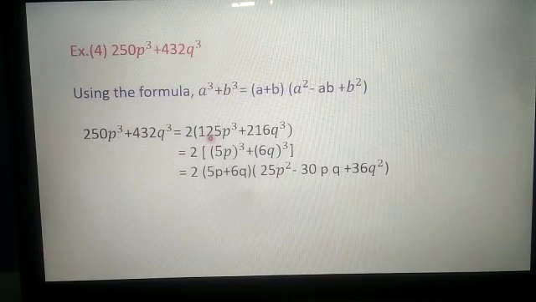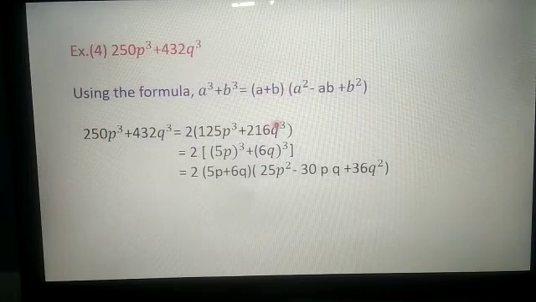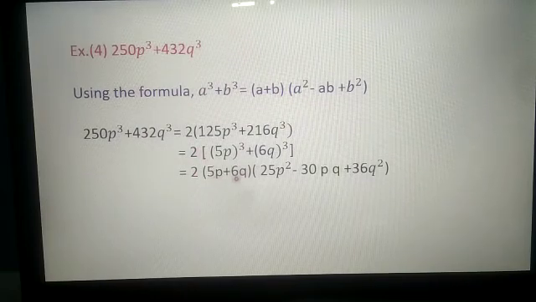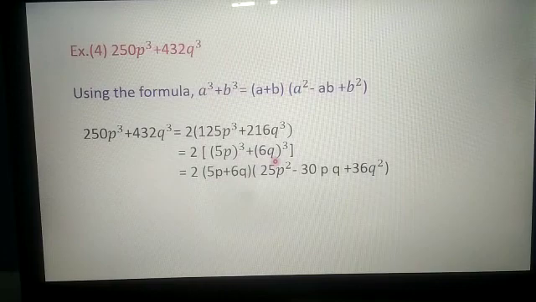Now write this 125 in the form of cube. So 5 cube and 216 means 6 cube. So 5p whole cube plus 6q whole cube. Now using this formula a cube plus b cube, first we will write a plus b in one bracket. So this 2 is as it is, and a plus b means 5p plus 6q, and here a square minus ab plus b square means a square means 5p square, so 25p square, minus a into b means 5p into 6q, that is 30pq, plus 6q whole square means 36q square, isn't it?